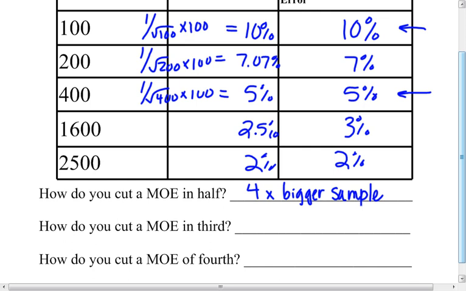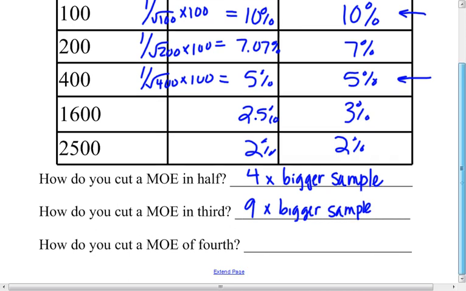How do you cut a margin of error in thirds? I think you can figure out that the margin of error formula has a square root in it, and I want you to notice the square root of 4 is 2, and that's why in this last example I had to take a 4 times bigger sample size. So if I want to cut that margin of error in thirds, I'm going to need to take a 9 times bigger sample. And then to cut it in fourths, I'm going to need to take a 16 times bigger sample.